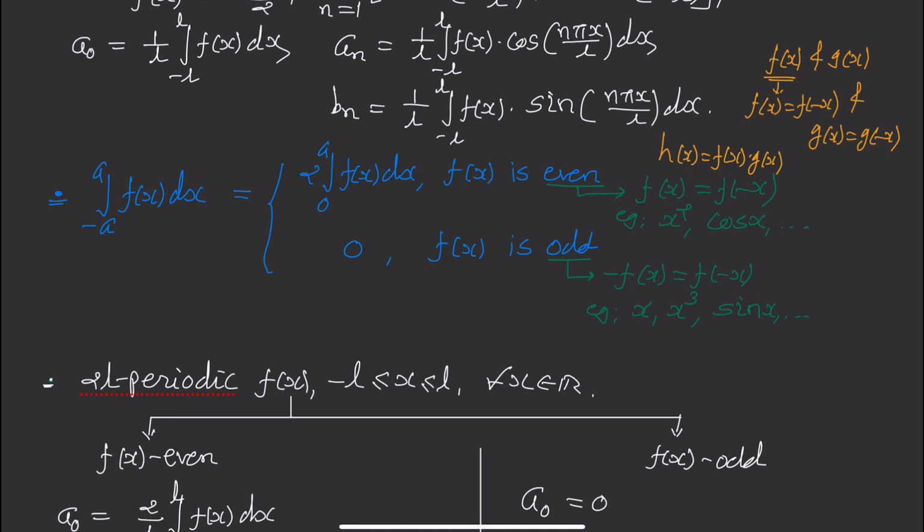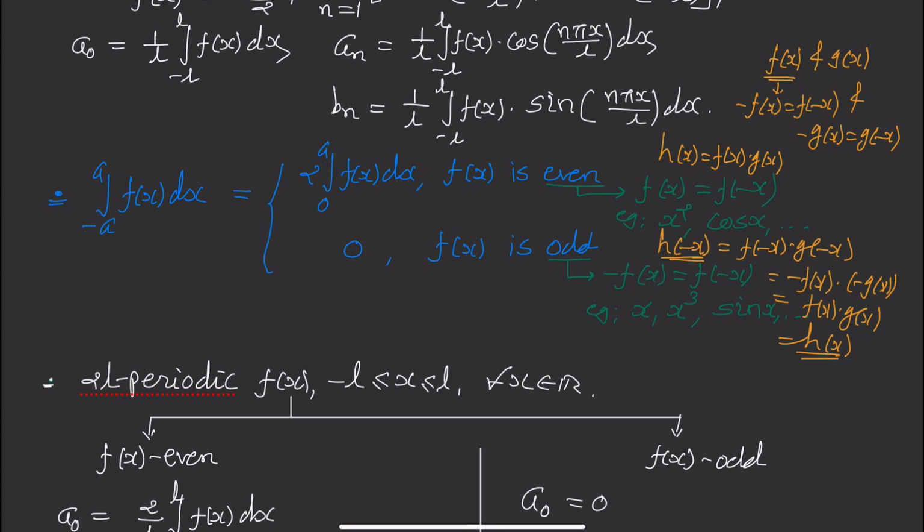Then what can you say about h of minus x? What is h of minus x? This is f of minus x into g of minus x. F of minus x is minus f of x, and this is minus g of x, because these are odd functions. So this is equal to f of x into g of x, which is h of x. So h of minus x is equal to h of x, right? So the product of two odd functions is even.